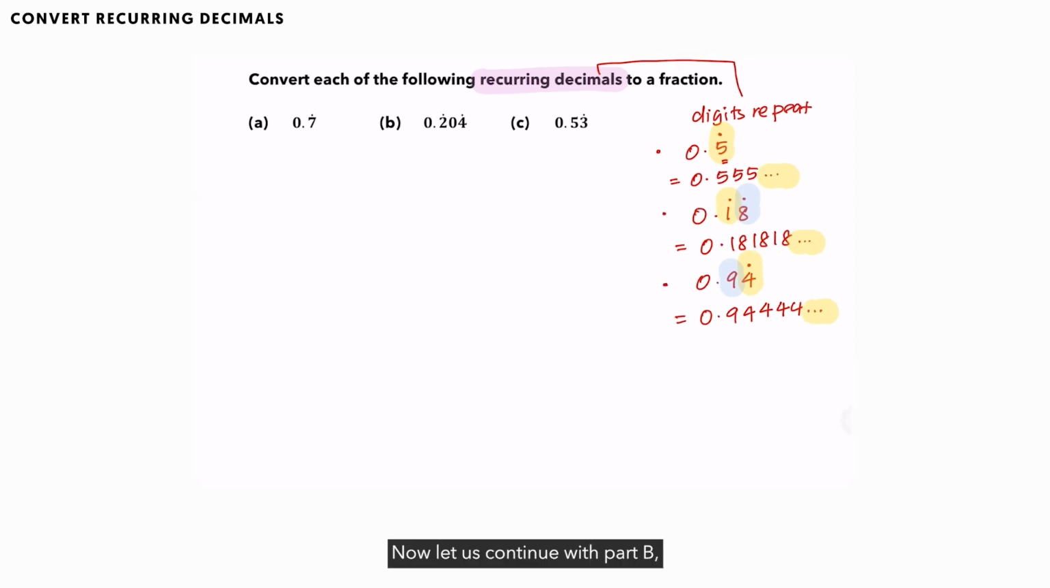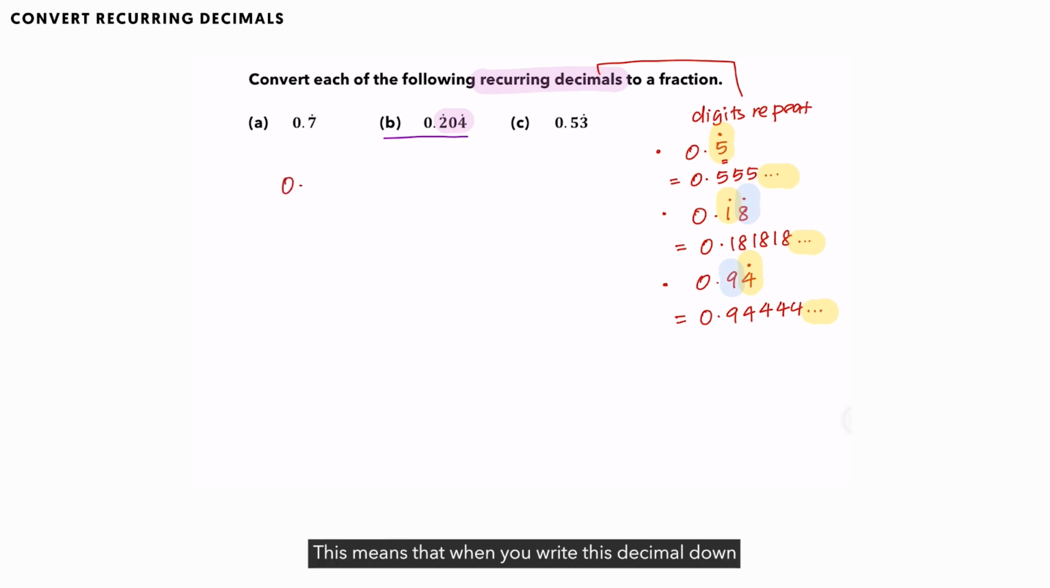Now let us continue with part B, which is another recurring decimal. This time around, there are 3 digits that repeat. Okay, do you see the 204 over there? The 204, not every single digit has a dot. There's only a dot above the 2 and above the 4. Okay, what does this mean?